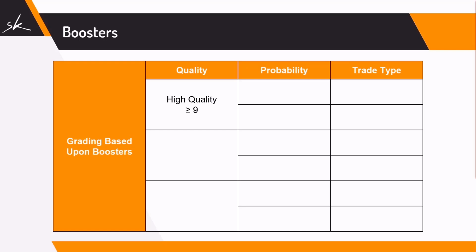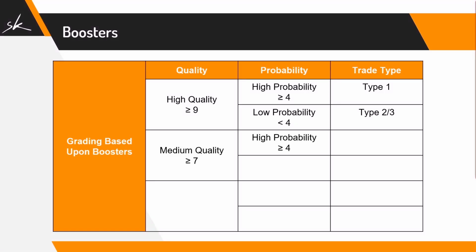A high quality zone can be high probability or low probability. If both the quality and probability are high, we can trade it as a type 1 trade. If the quality is high but the probability is low, we can trade it as a type 2 or a type 3 trade.